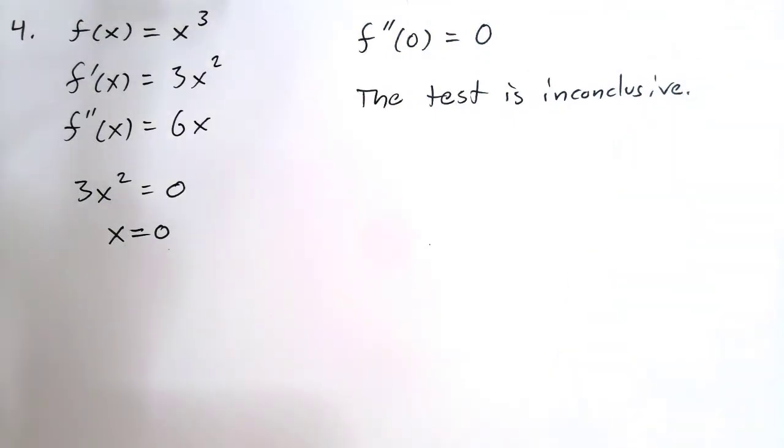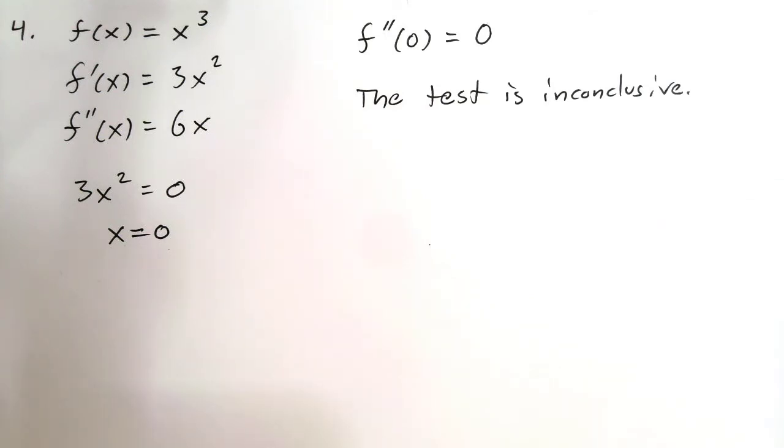Now, what does that mean? Does that mean that there is no local min or local max? Well, it doesn't imply that. There could be a local min or local max there. This is just saying that the test isn't giving us any information. So what would you do in this situation?